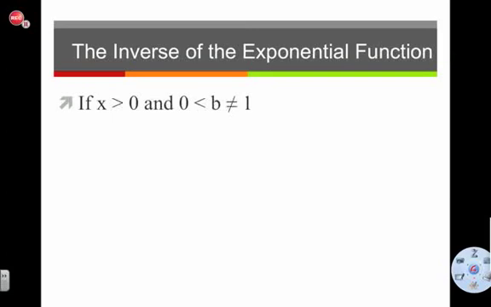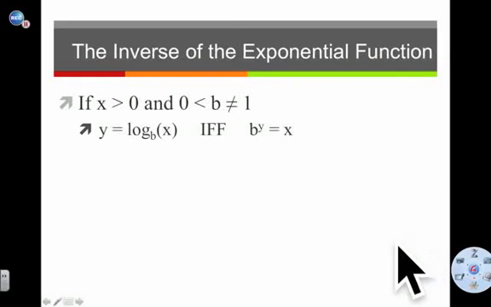Okay, so the first statement here is if x is greater than 0 and b is greater than 0 but not 1, we have a very basic statement: y is equal to log base b of x if and only if b to the power of y is equal to x. Notice I said the word base b, log base b, exponential base b. Go across the equal sign to get the exponent for the base in the exponential piece. So base b to the power of y is equal to x.